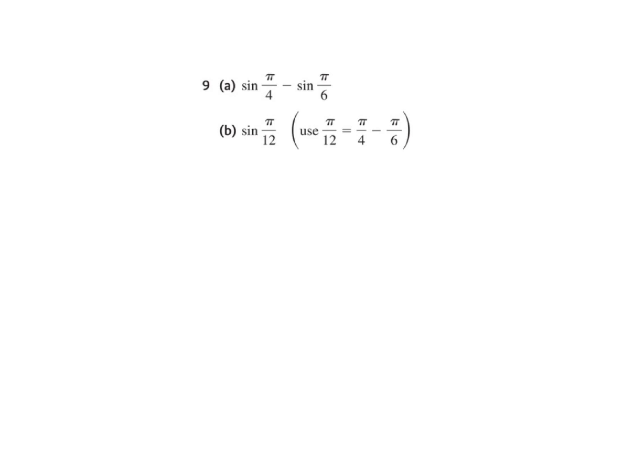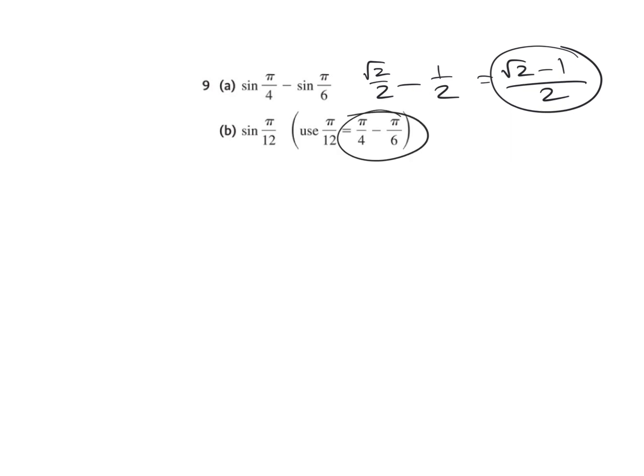Number 9. Sine of pi over 4, square root of 2 over 2. Sine of pi over 6 is 1/2. So square root of 2 minus 1 all over 2. And I'm not sure why they keep giving you these. So the sine subtraction formula is the sine of the first, pi over 4, and the cosine of the second, minus cosine of the first, sine of the second.